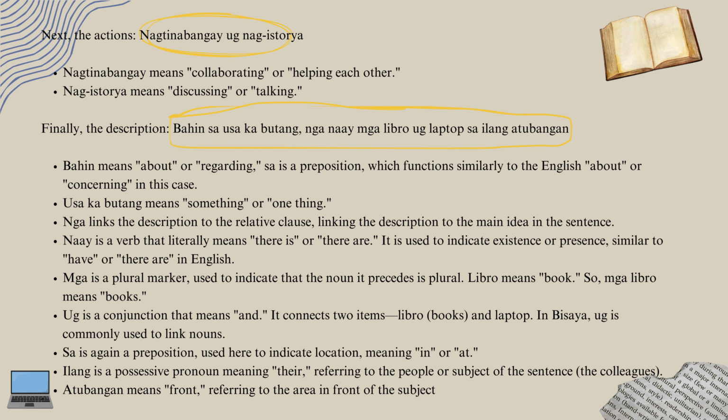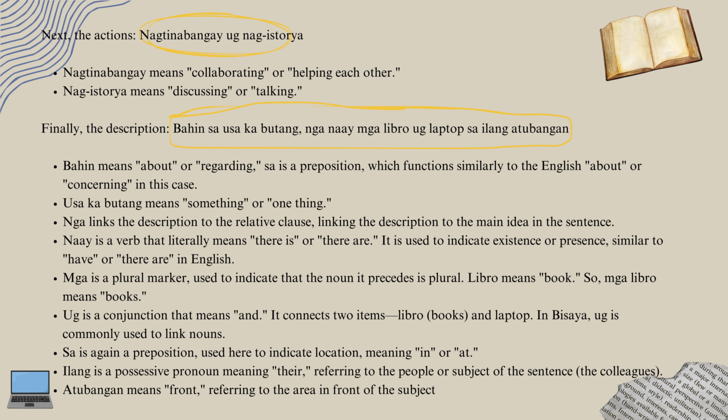Next, the actions. Nagtinabangay og nagistorya. Nagtinabangay means collaborating or helping each other. Nagistorya means discussing or talking. Finally, the description. Bahin sa usa ka butang, nga naay mga libro og laptop sa ilang atubangan. Bahin means about or regarding. Sa is a preposition, which functions similarly to the English about or concerning in this case. Usa ka butang means something or one thing.